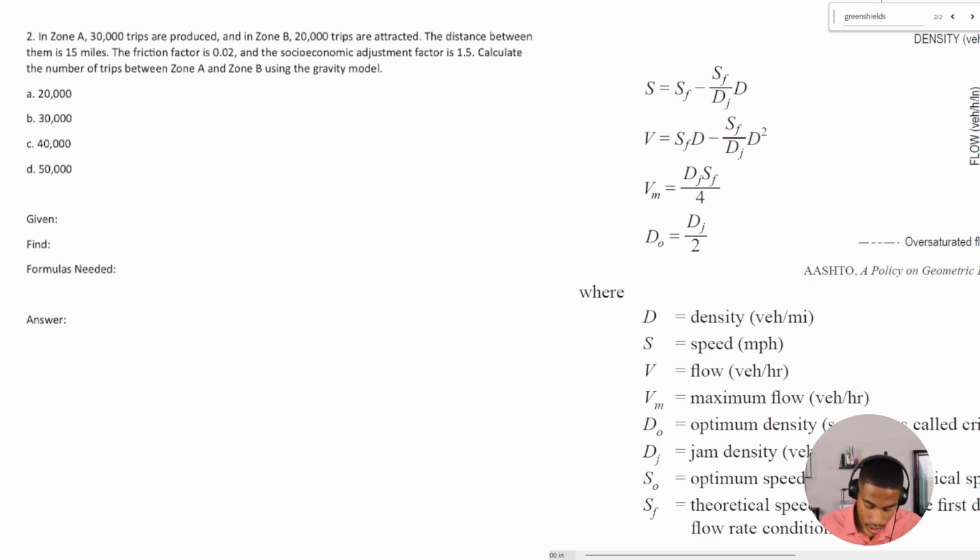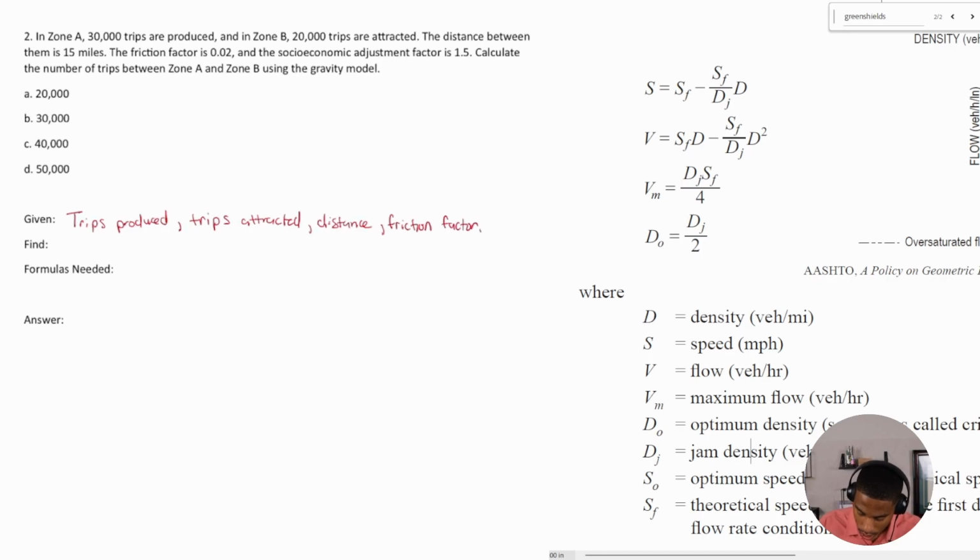Okay, so what are we given? We are given the amount of trips produced, trips attracted, the distance, the friction factor, and the socio-economic adjustment factor. I'm going to call that SAF.